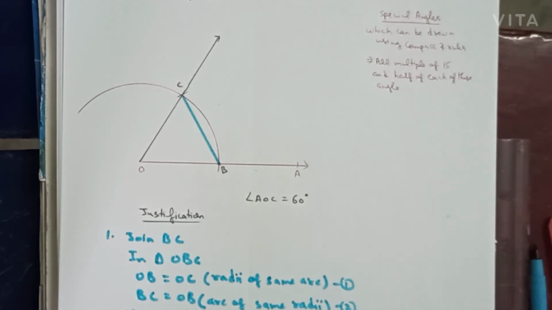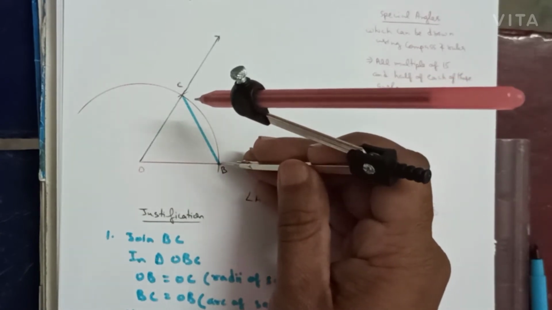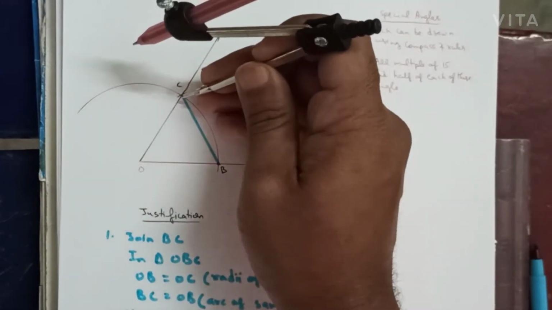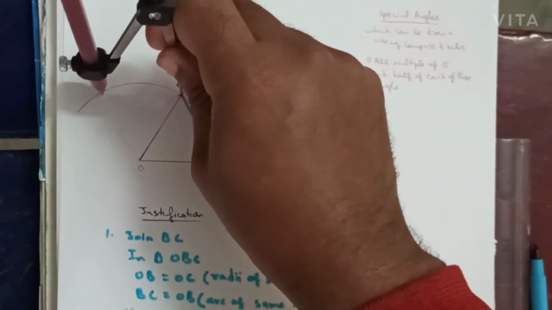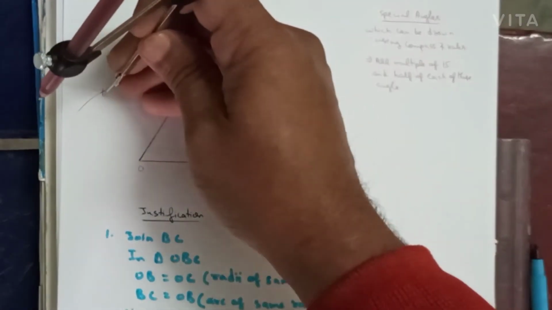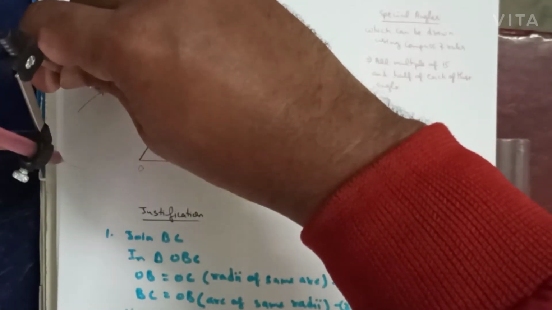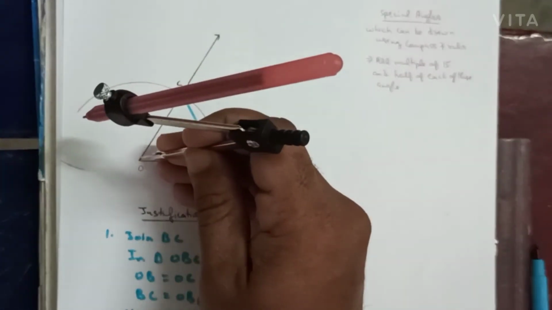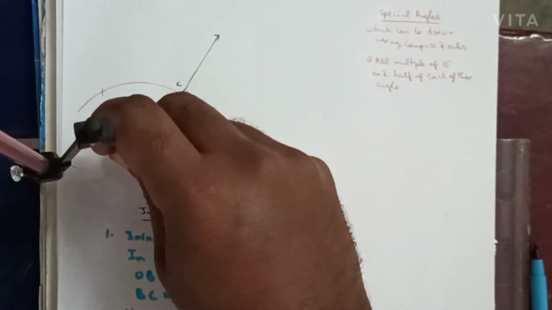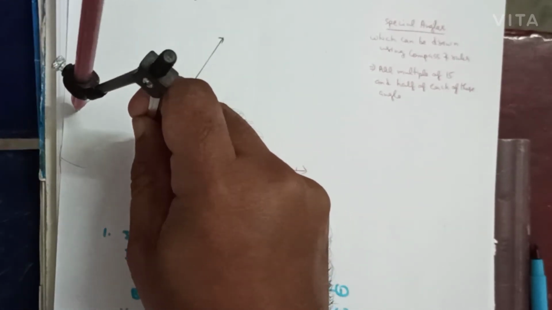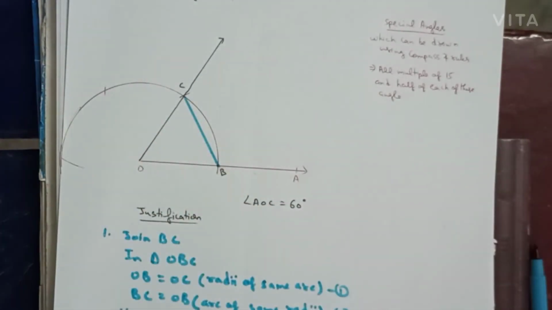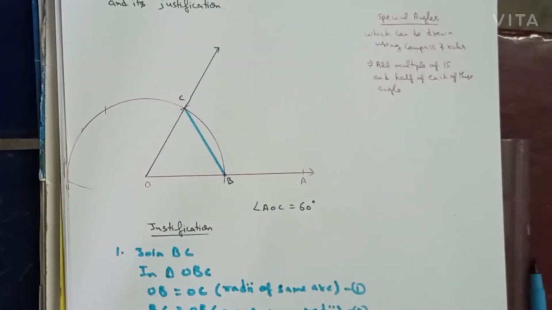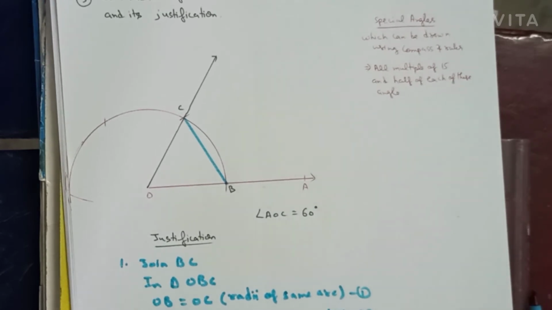Now what if from B we have taken an arc at C, and if we take the same radius from C and draw another arc at point D, and from D we take another arc at point E, suppose? Then what will happen? If we join these, what will we get?